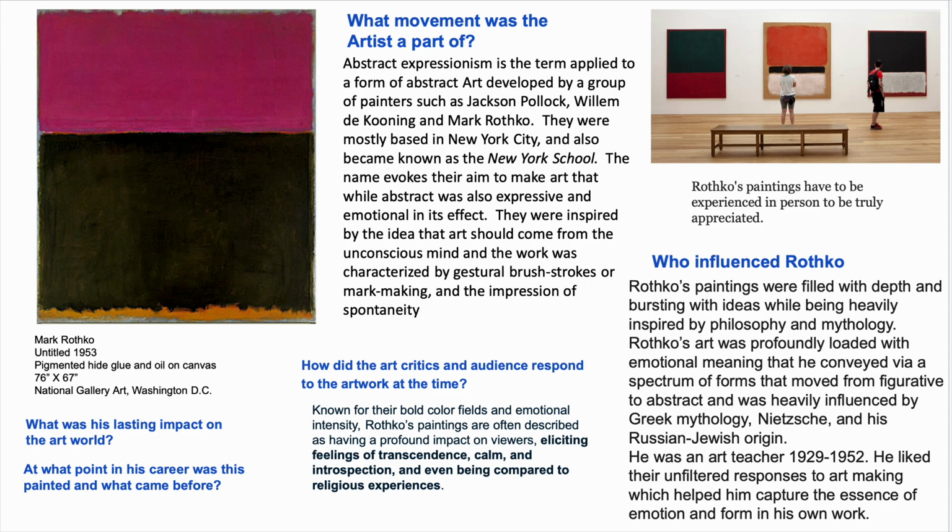Abstract expressionism is the term applied to a form of abstract art developed by a group of painters such as Jackson Pollock, Willem de Kooning, and Mark Rothko. They were mostly based in New York City and also became known as the New York School. The name evokes their aim to make art that, while abstract, was also expressive and emotional in its effect. They were inspired by the idea that art should come from the unconscious mind, and the work was characterized by gestural brushstrokes or mark making and the impression of spontaneity.